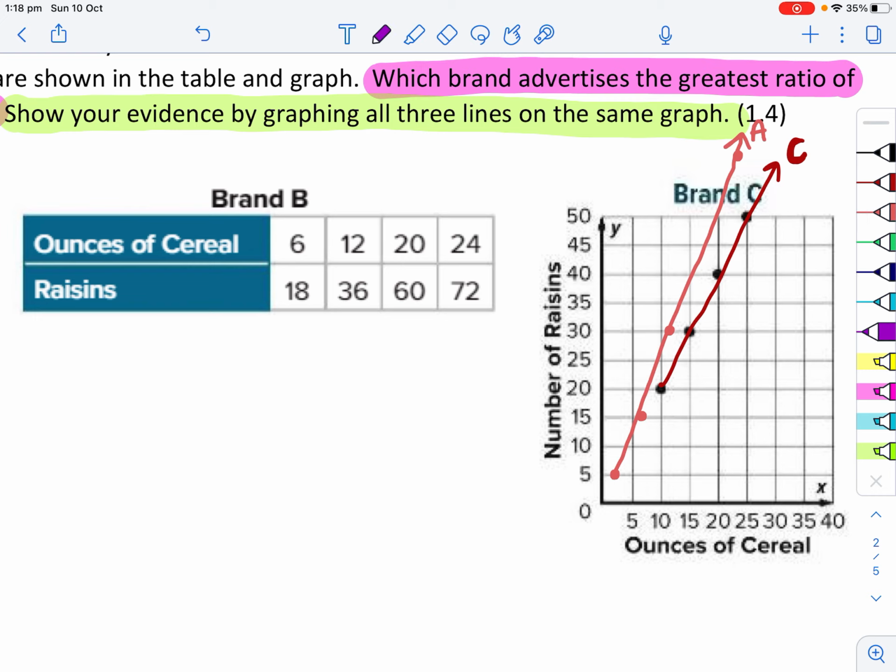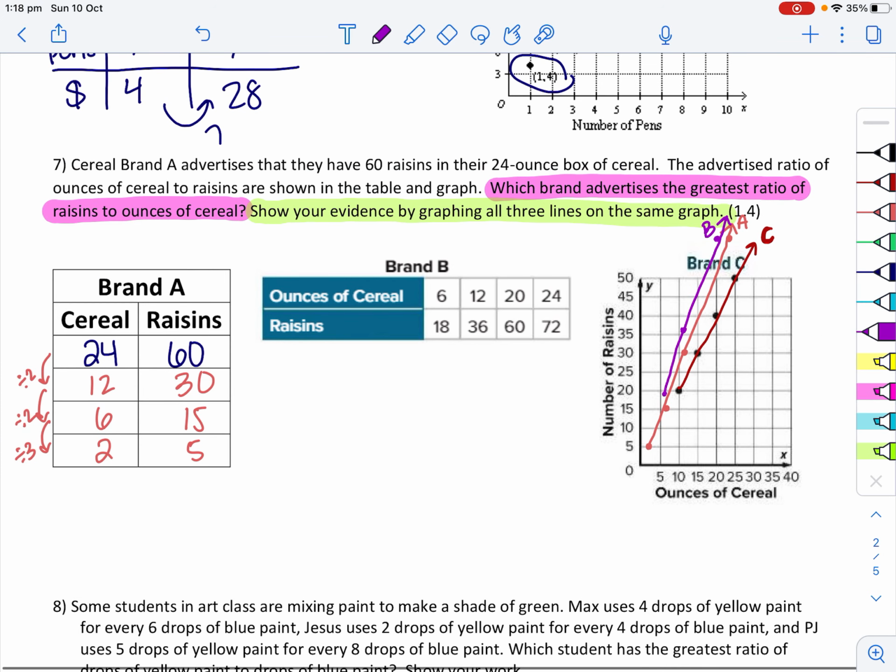And then brand B is going to be 6, 18. So it's going to be up here. 12, 36, 20, and then 60 is again all the way up here off of the graph. I'm going to make that a little bit lower, more in line with the other two. And then 24 and 72 do not fit. So there's brand B. In this situation, the brand B line is the top part of the graph, so it's the one that's above all the other ones. That one is going to have the greatest ratio. So brand B is going to be my answer.